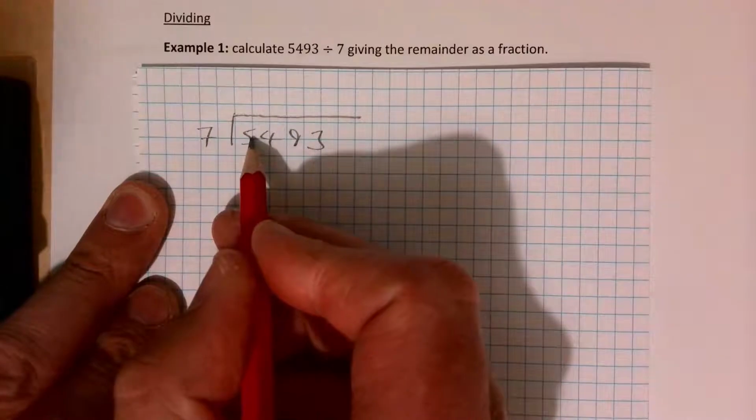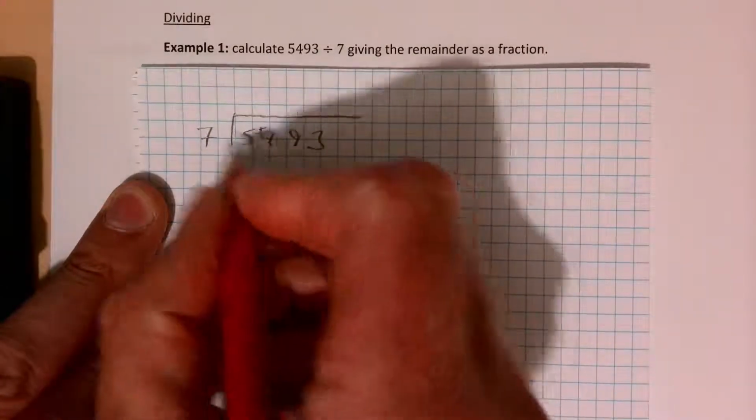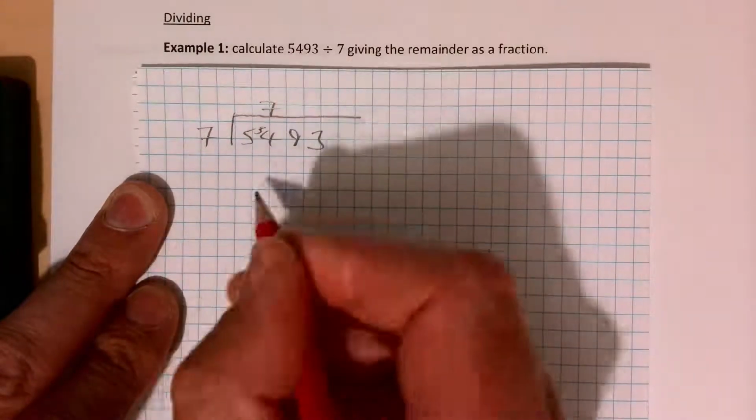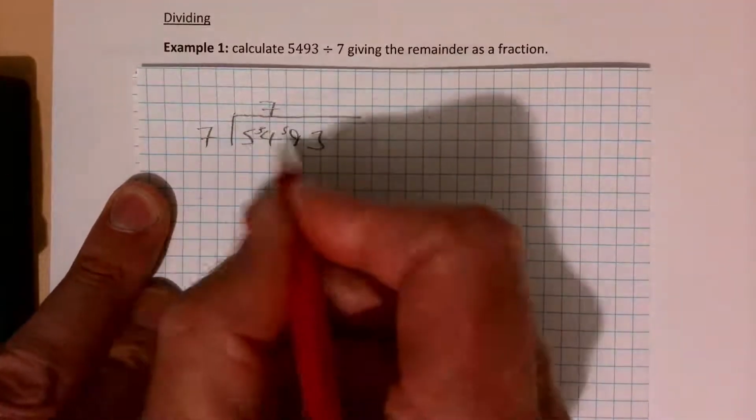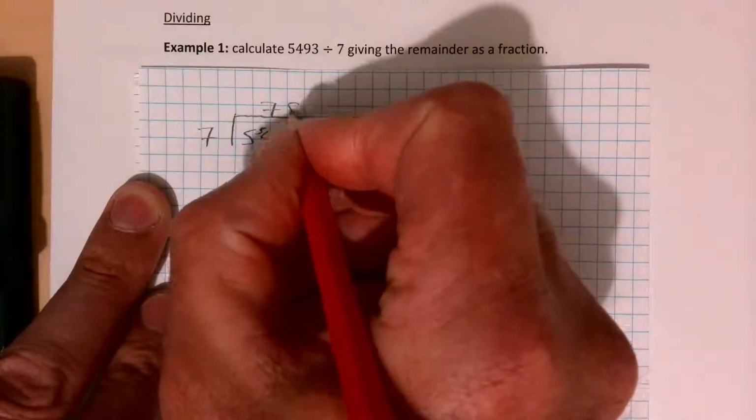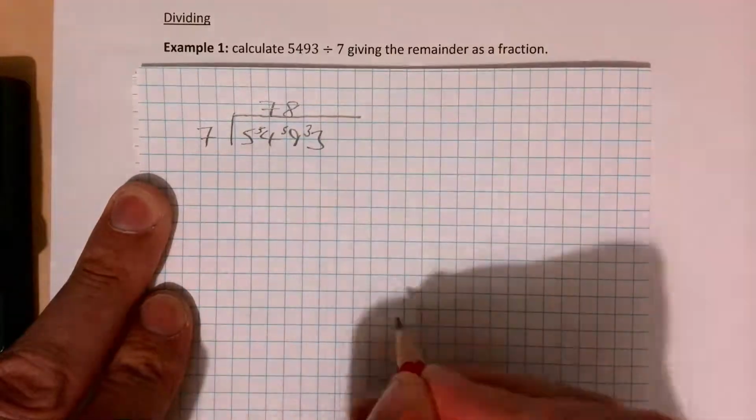So 7 into 5 doesn't go, so it's going to be 7 into 54. 7 sevens are 49, so I know it's going to go 7 times. And there's going to be 5 left over. 7 into 59, I know 7 eights gives me 56, so it's going to go 8 times. And that's 3 left over.